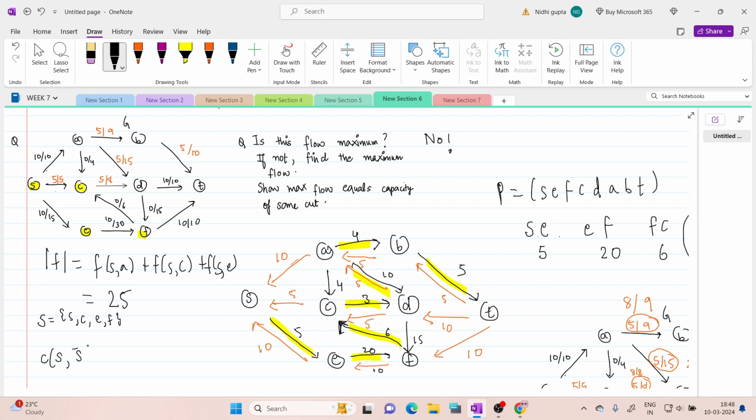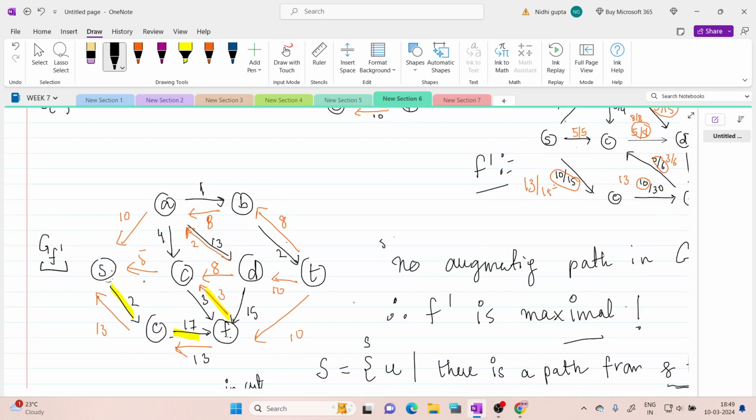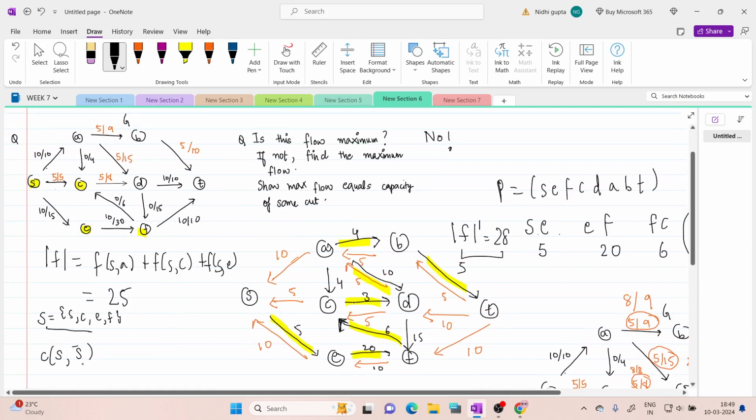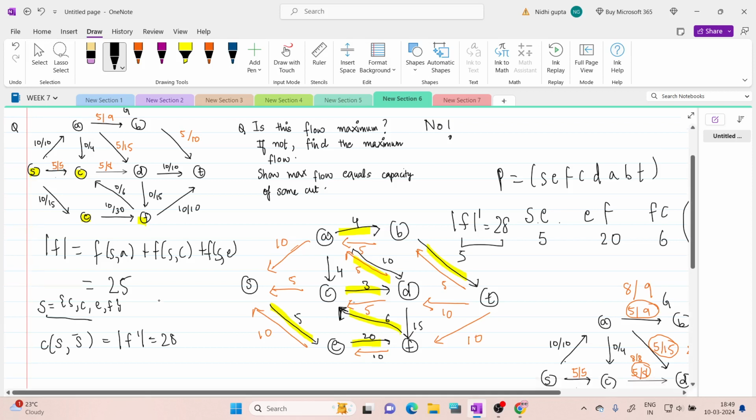We are verifying the max flow min cut theorem. We have found that this network has maximum flow of 28. So the max flow min cut theorem says that there should be a cut with capacity 28. The claim is that if we look at all the vertices U such that there's a path from the source vertex to U in the residual graph, we saw in the last residual graph that S, C, E, F are the only such vertices. So if the theorem is true, this capacity should also be equal to the maximum flow, which is 28. So what is the capacity of this cut?